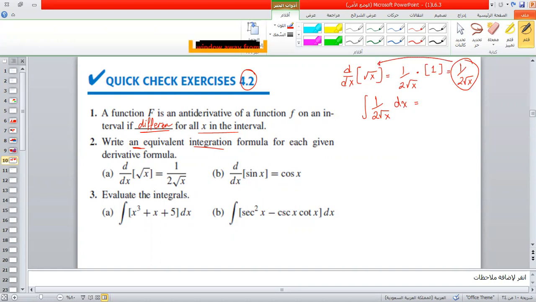The integral of the answer gives us the original function: root x, plus c. That's it. Yes, that's it.